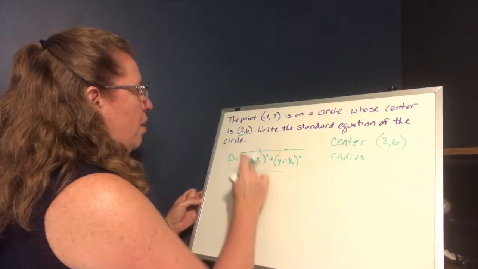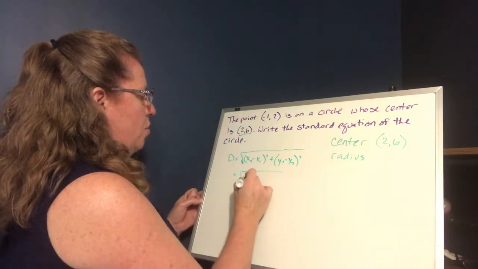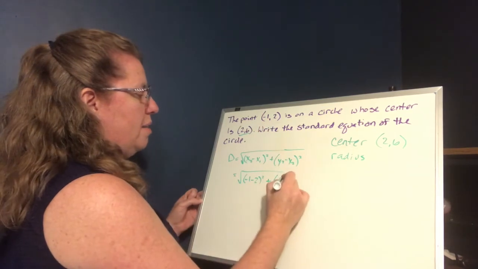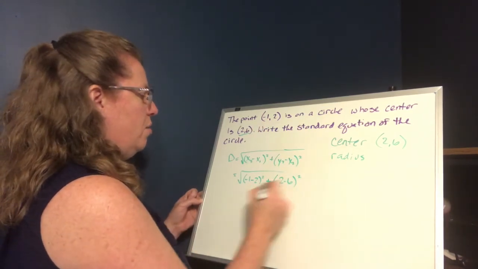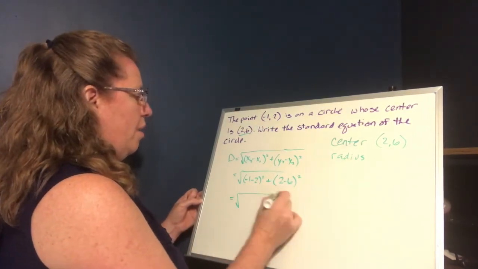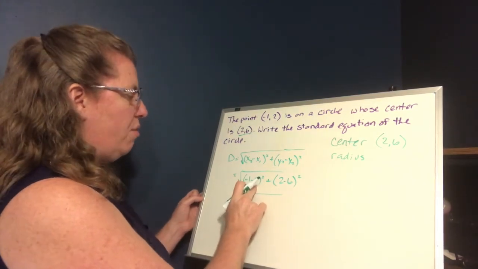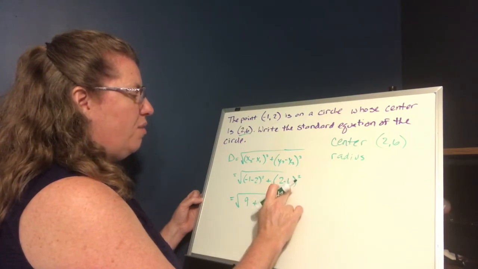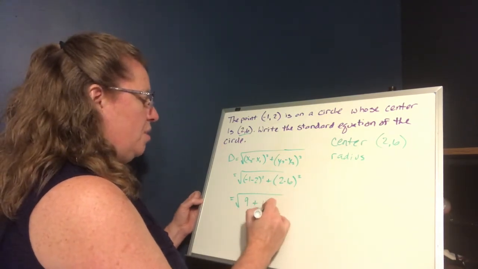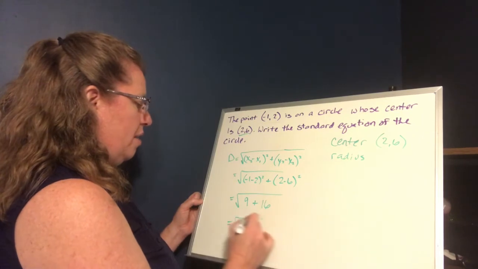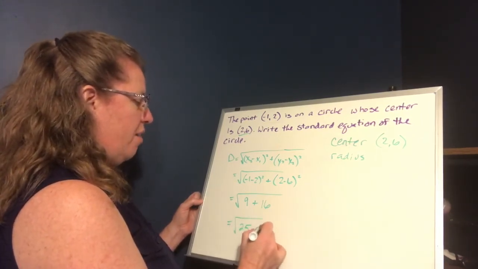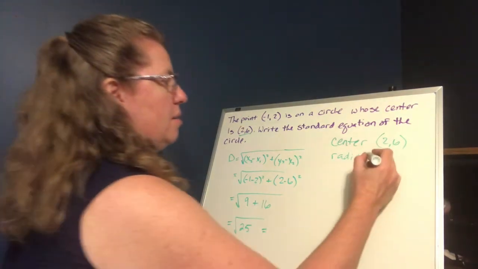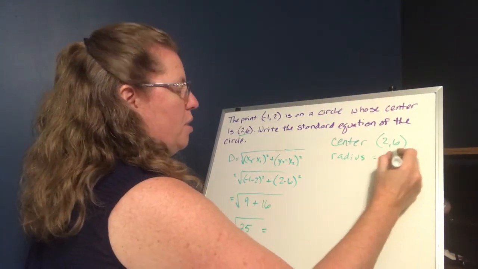We wind up with -1 minus 2 squared. 2 minus 6 are my y values. We wind up with -1 minus 2 is -3 squared is 9. 2 minus 6 gives me -4 squared, which is 16. We wind up with a nice square root of 25 is going to be my distance. That's my radius. Square root of 25, which is 5.